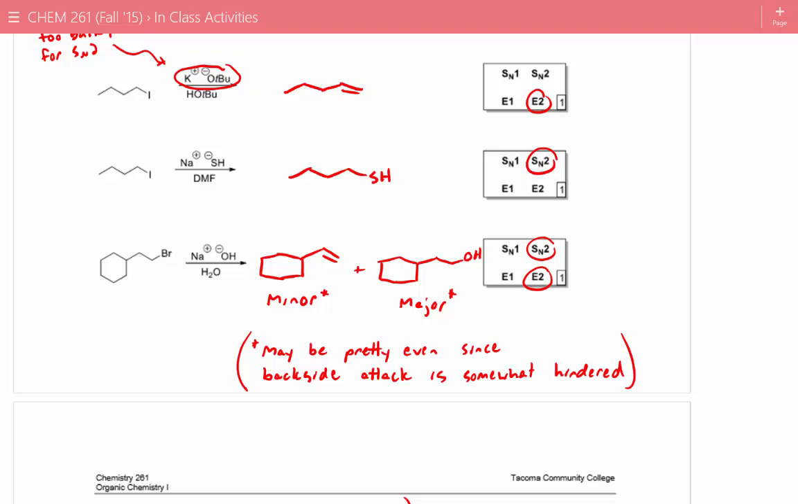In this case, it's a primary carbon. We've got a strong nucleophile, strong base. The flowchart or the scheme we went over in class said it should favor SN2. But if we think about the nucleophile doing the backside attack, it's got to get past that cyclohexane ring that's dangling off. So in this case, it might actually favor E2 products.